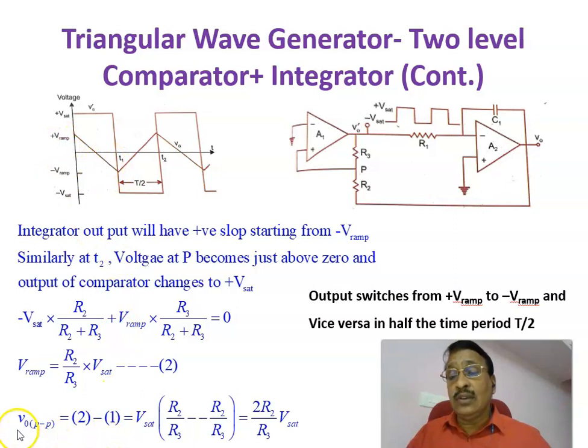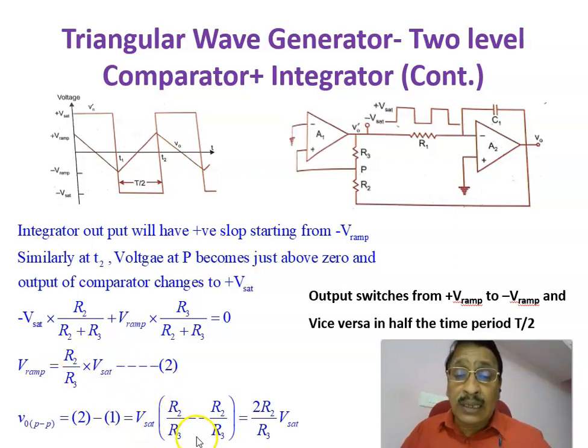Here, that is what we call V out. The Vram means this is a signal, a triangular signal that you are getting. Therefore, the output voltage peak to peak, that is from here to here, is plus Vram minus minus Vram, that is 2 minus 1. That will be equal to Vsat into R2 by R3.